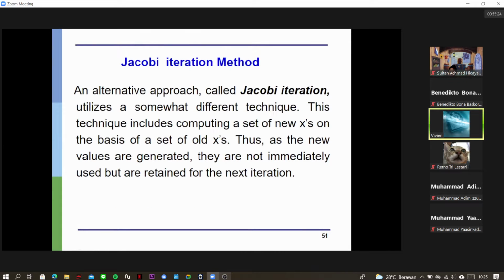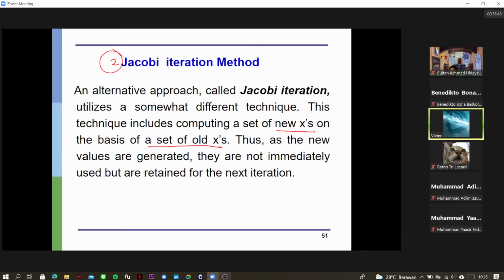Now the second method here is called the Jacobi iteration, or Jacobian iteration. So this is the second method. Basically, this is similar to Gauss-Seidel. The difference is that when it computes a new set of x values, it's always on the basis of a set of old values.